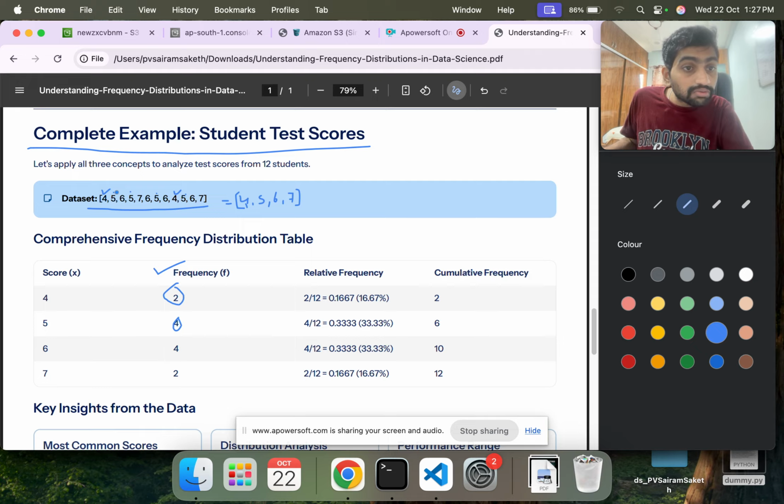How many times is 6 there? 1, 2, 3, 4. 4 counts are there. How many times is 7 there? 1, 2. Then you will take the sum. So the total is 10. Okay, sorry, 12 is the sum. 6 plus 4 is 10, 10 plus 4 is 12 samples.